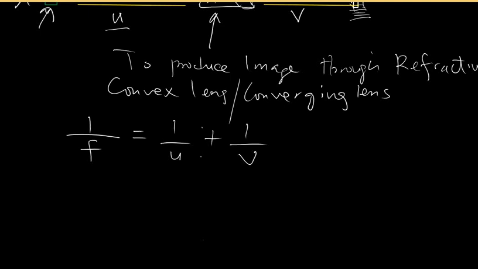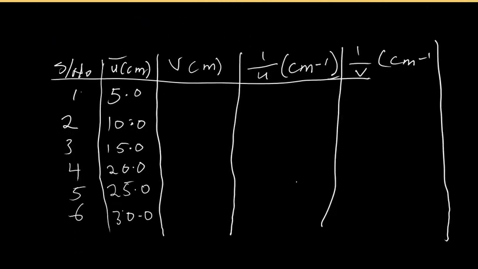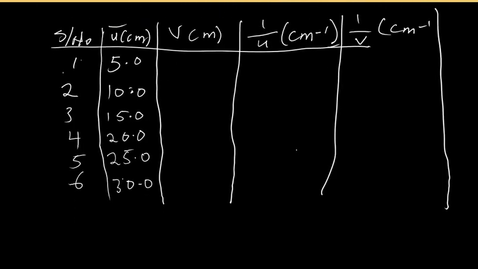This simply means that if we are to conduct this experiment, we vary the object distance. Then as we change the object distance, we also use the mirror as a screen to locate where the image of this object is being formed. Then we record it. This is how the table is going to be: we find the object distance, then we get the corresponding image distance, then we find the reciprocals, 1 over u and 1 over v.